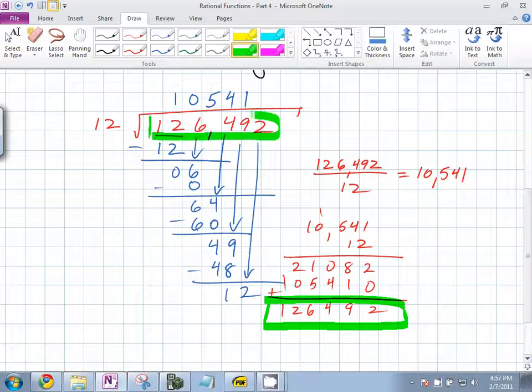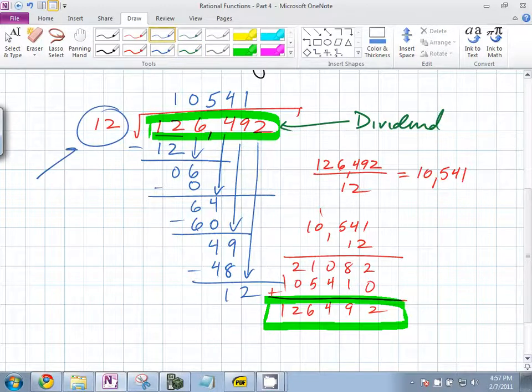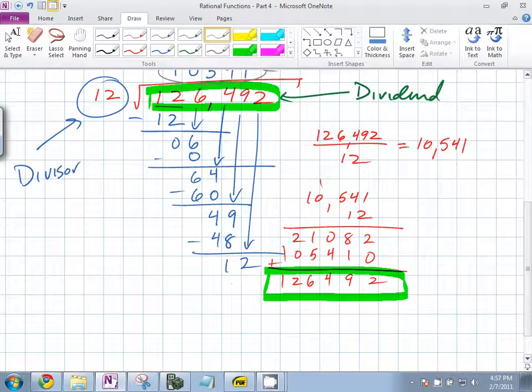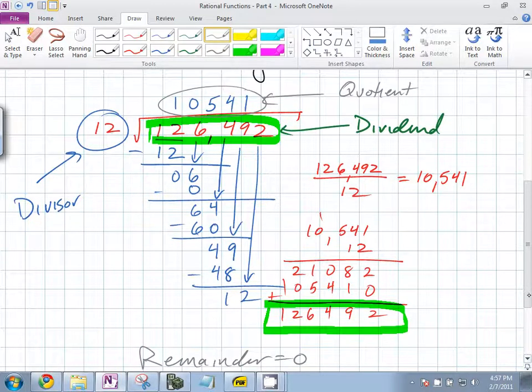We just multiplied and we ended up with this right here. So what are the names of all of these pieces? The number underneath the division symbol is called the dividend. The number right there is called the divisor. And the number on top is called the quotient. Now, sometimes you end up with a remainder, something other than 0, and in this case, the remainder is 0. So please know those names: quotient, dividend, divisor, and remainder.